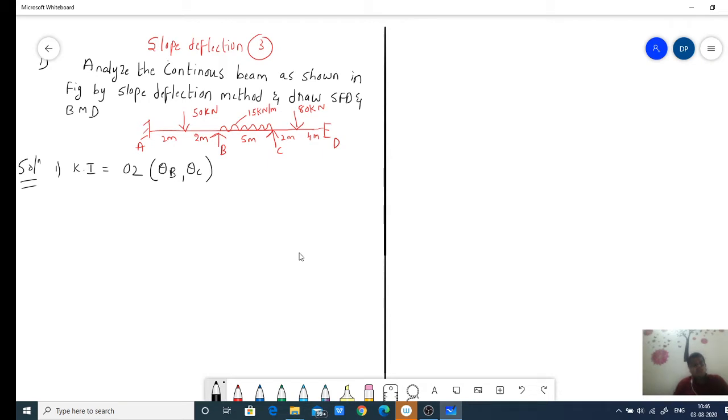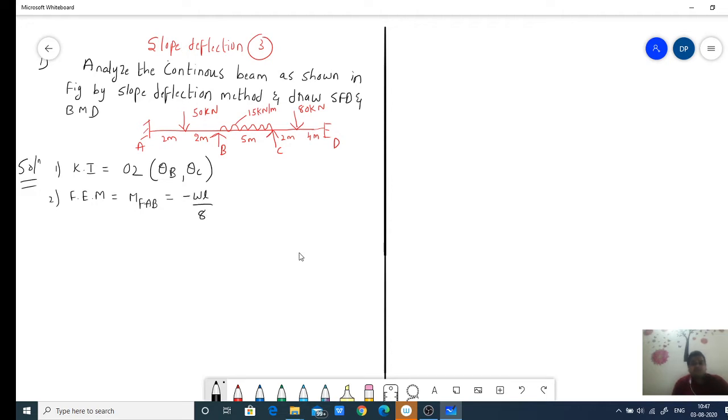Now coming to the next part, the second step is finding out the fixed end moments. When I am talking about fixed end moment, for each span I need to find it out. So if I talk about MFAB, what is the formula? You know that it is a point load at the midpoint, so this will be minus WL upon 8.